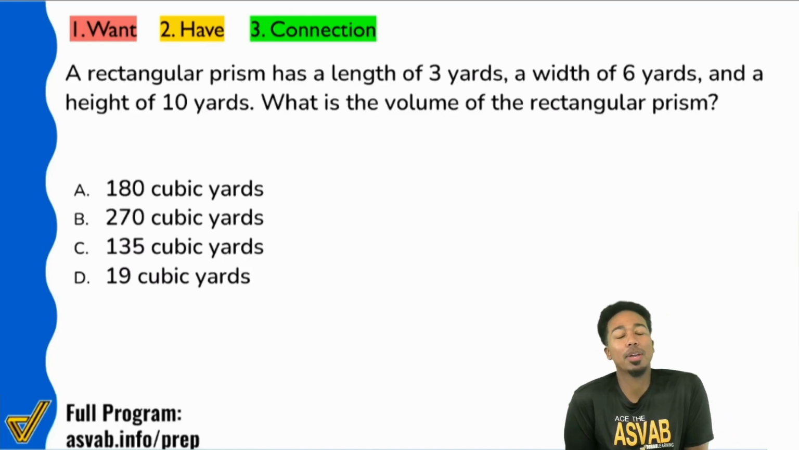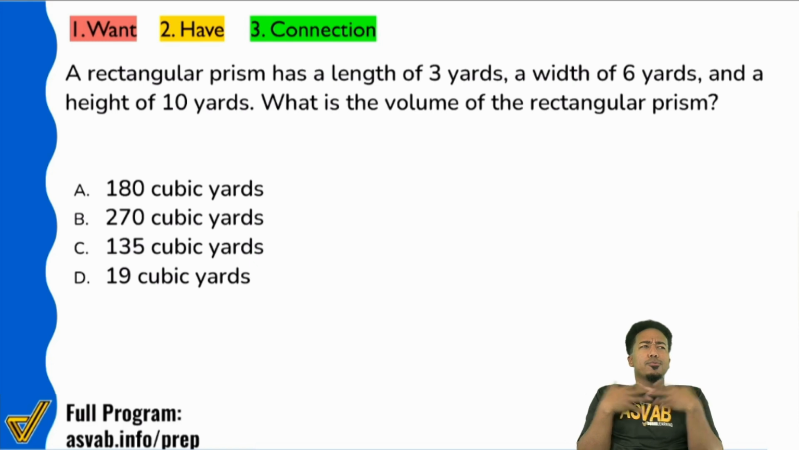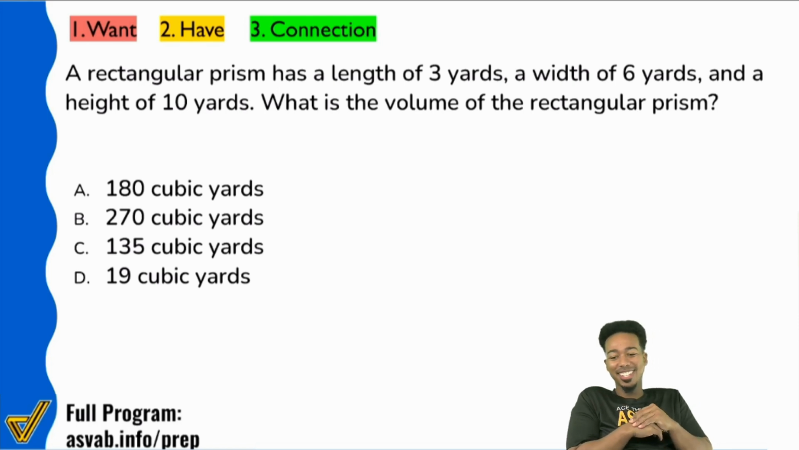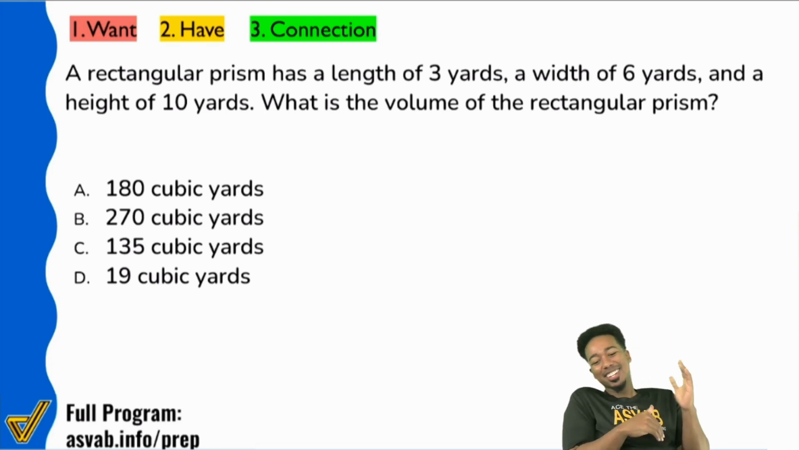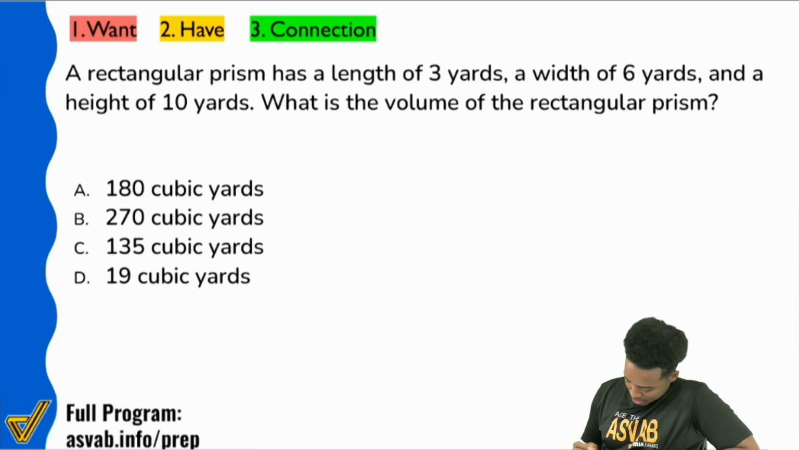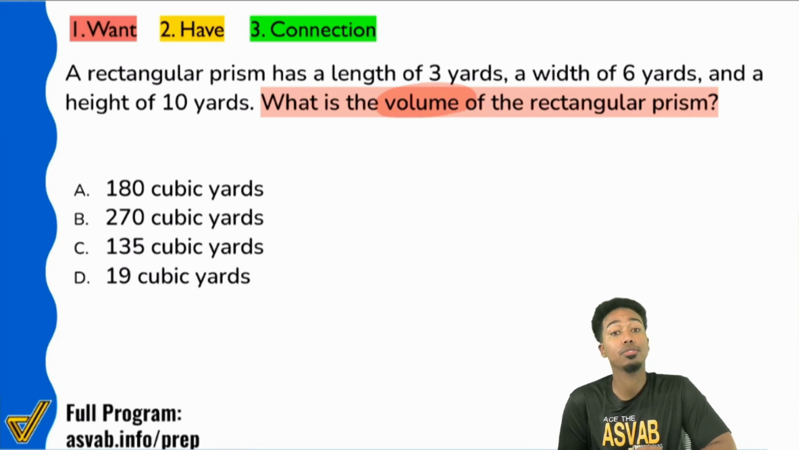So with that, everybody, in one word or one phrase, what are we looking for in this problem? Can you point out what we're looking for as quickly as we can? Yeah, we're looking for the volume. I love you guys. We're looking for the volume. All right, cool. Sounds good. What is the volume of the rectangular prism? So we are looking for the volume.